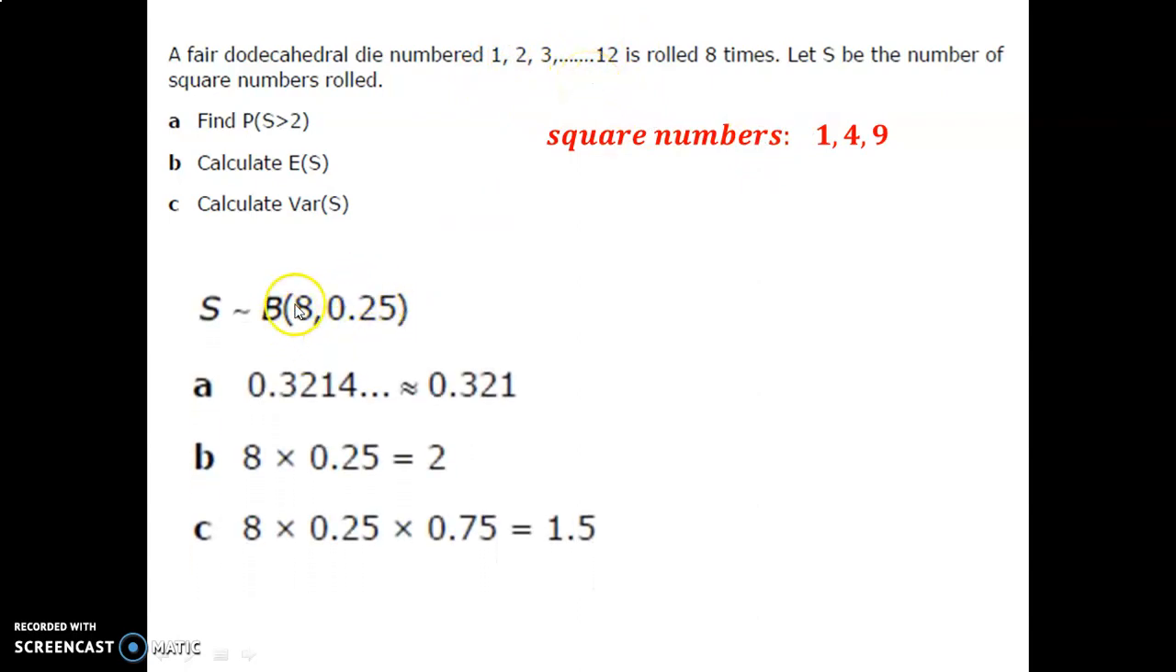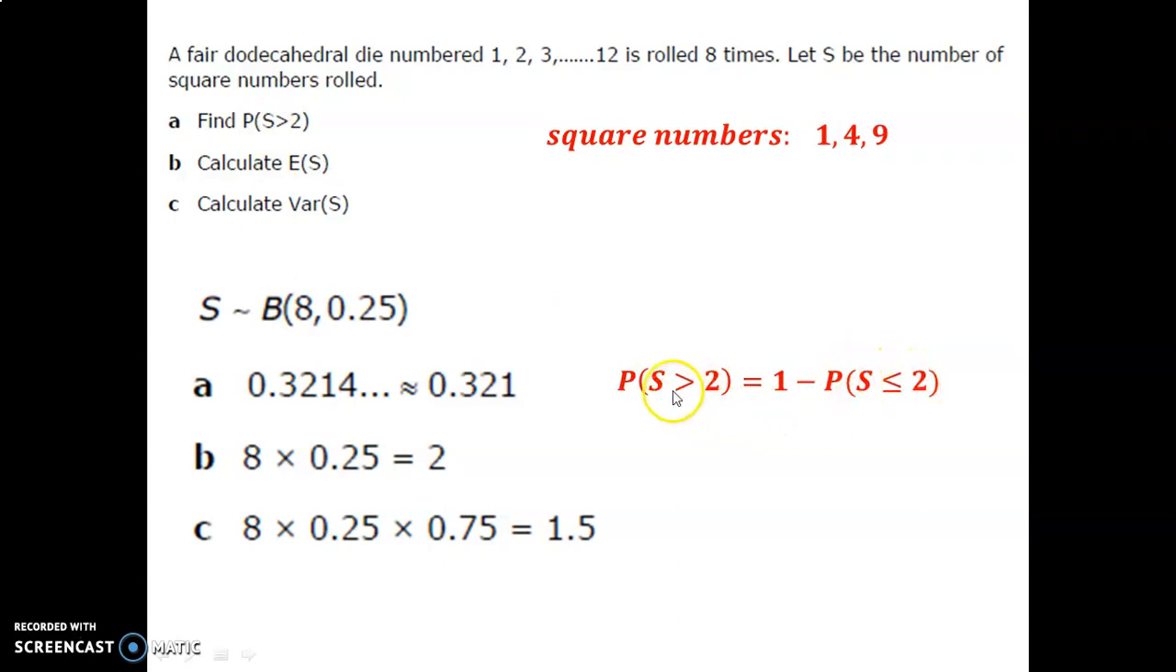So our probability is binomial. We do 8 trials here, and 0.25 is the chance of getting a square number, because again, 3 out of 12. So that's our distribution. In A, we're looking for probability that S is greater than 2. That is the same as saying 1 minus probability that S is less than or equal to 2.